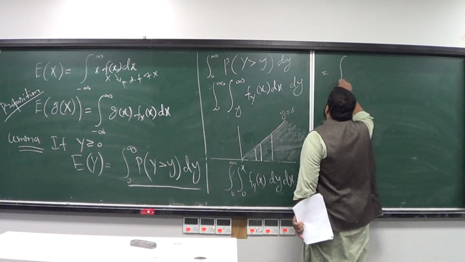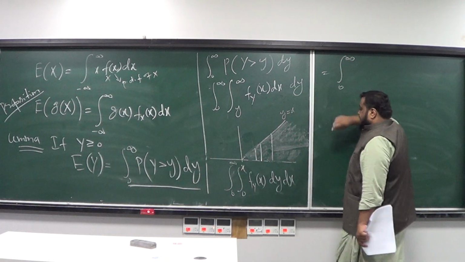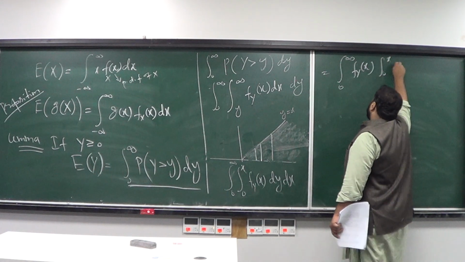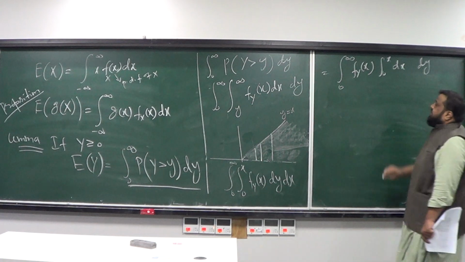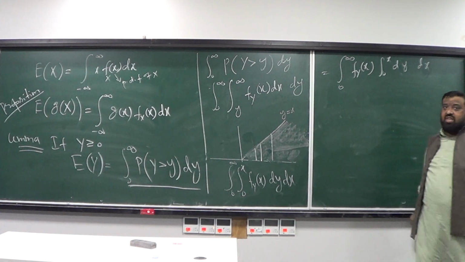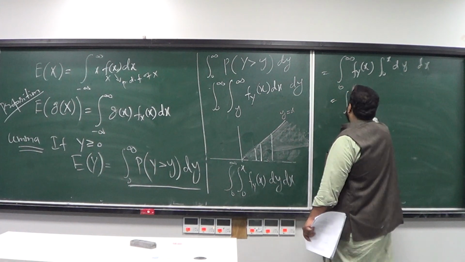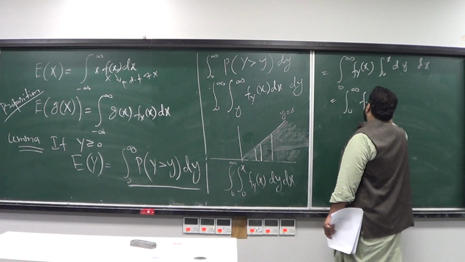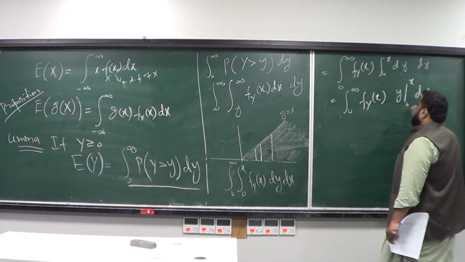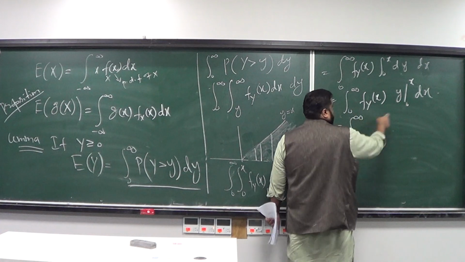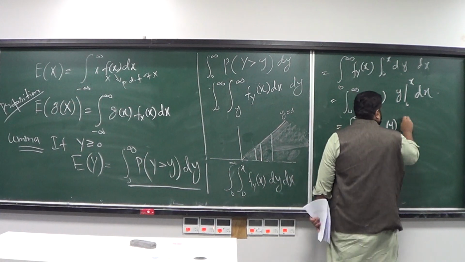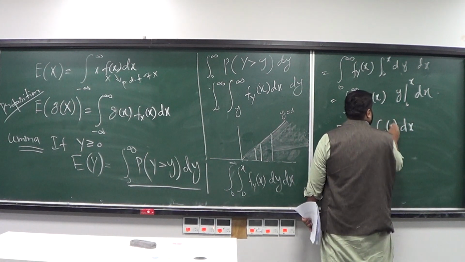So if I take this out, it is going to look like 0 to infinity f_Y of x, and the integral from 0 to x, dy and dx. So what would be the integral of dy? It's going to be y, substitute the limit 0 to x. And what did you get? You get the integral from 0 to infinity of x f_Y of x dx.